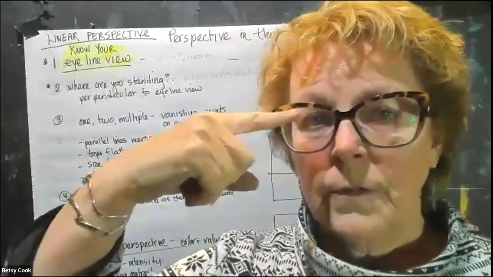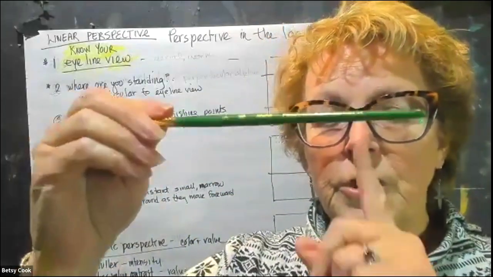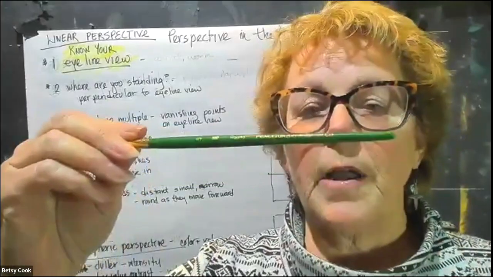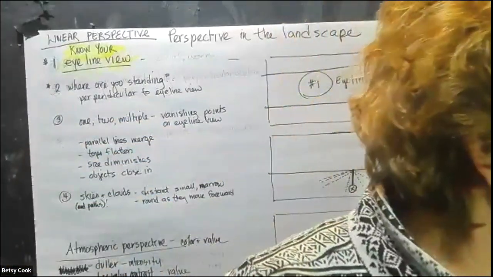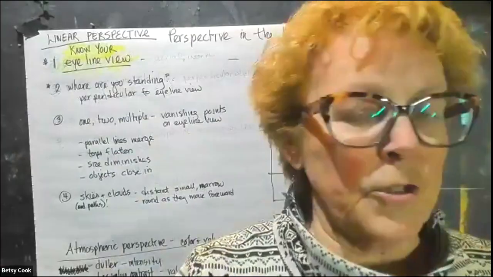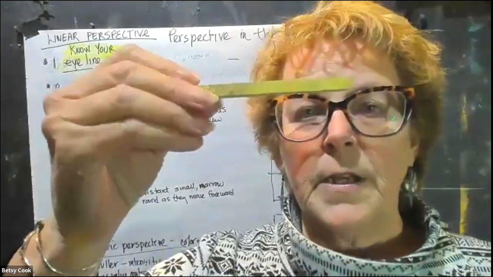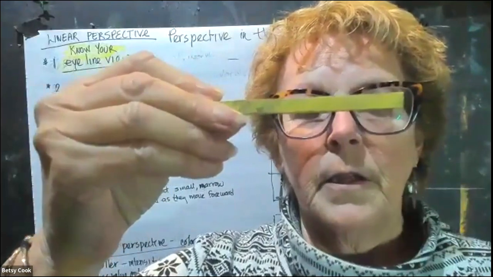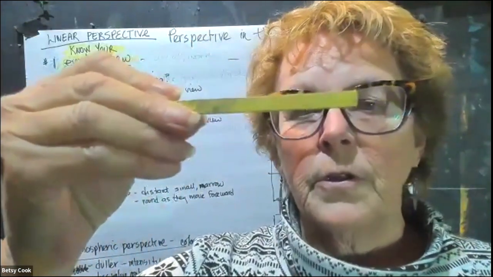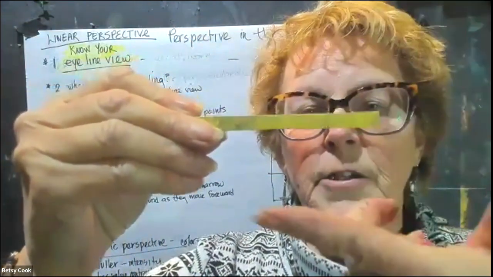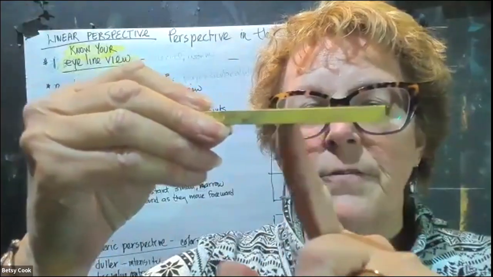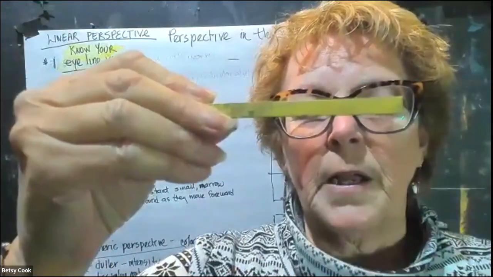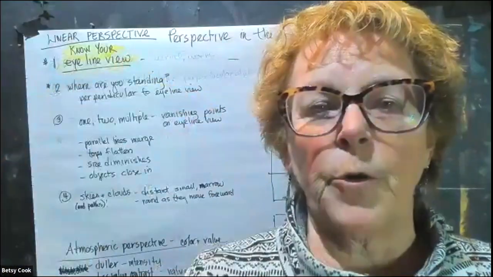To find your eye line view, if you're looking out into the landscape, wherever you are, it's the middle of your eye here. You want something that's a straight edge. That's not a straight edge, it's a brush, okay? Hold a straight edge up and look at it. I don't want to see the top of it, and I don't want to see the bottom of it, I want to see it flat. That tells me where my eye line is.